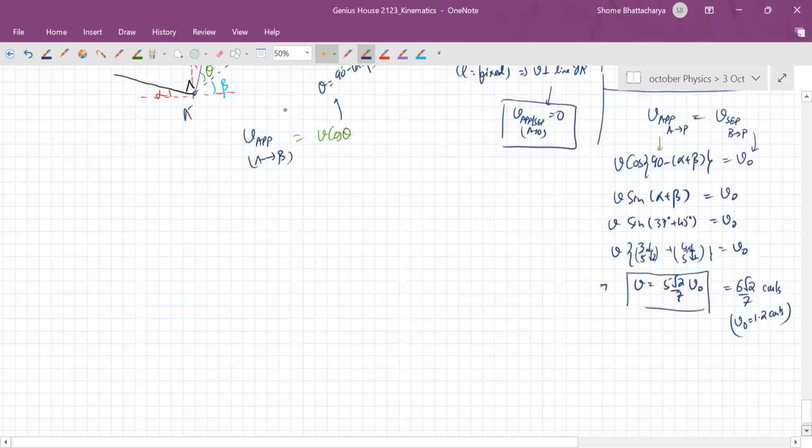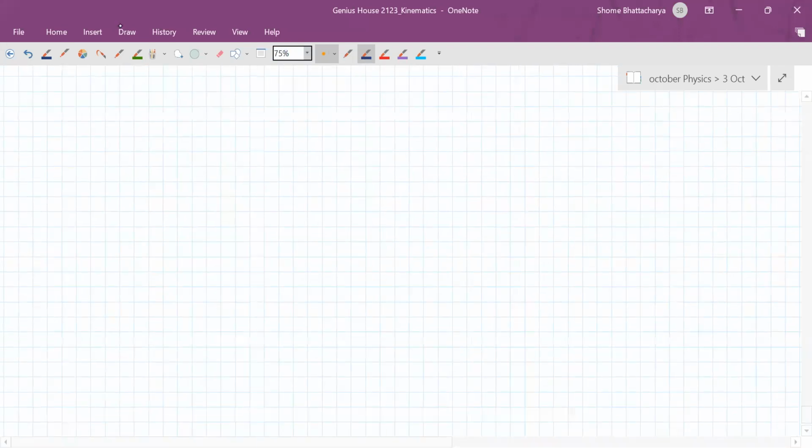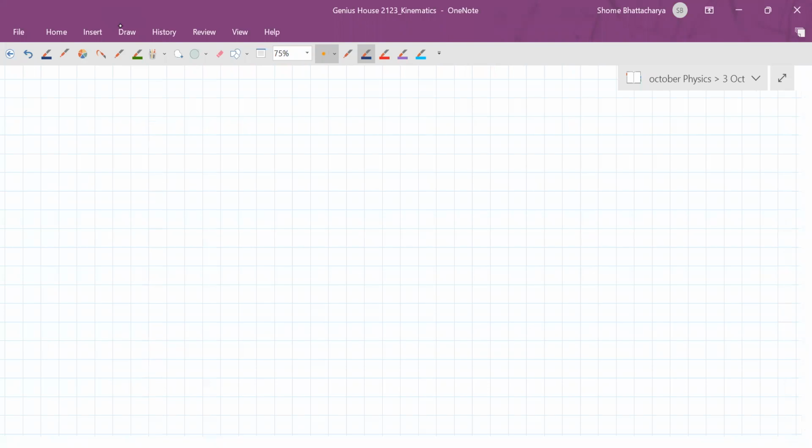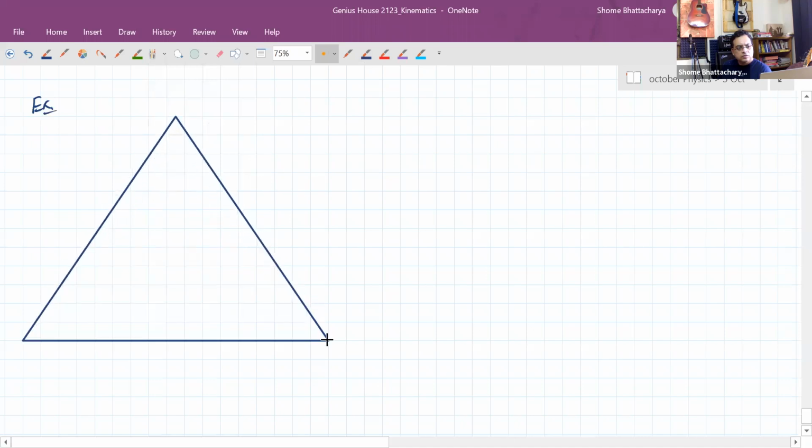Okay, now next we will look at a very specific type of problem in kinematics, which will be solved using this approach and separation velocity concept. So this is a very classic problem which was asked in Olympiads long time back as a subjective question. So we'll find it in all the reference books.